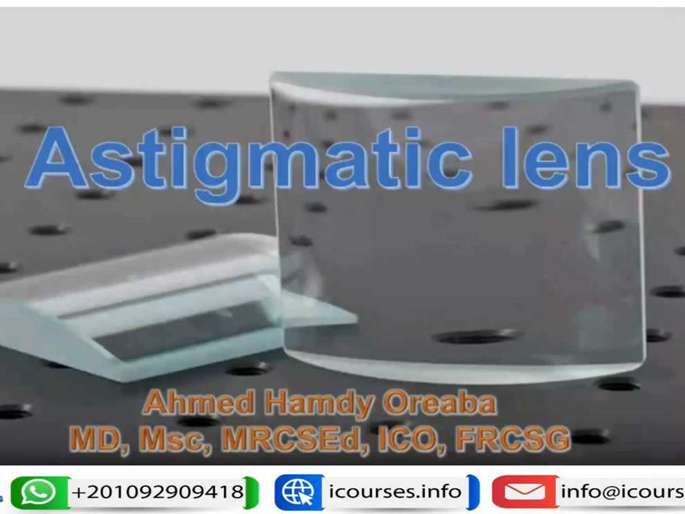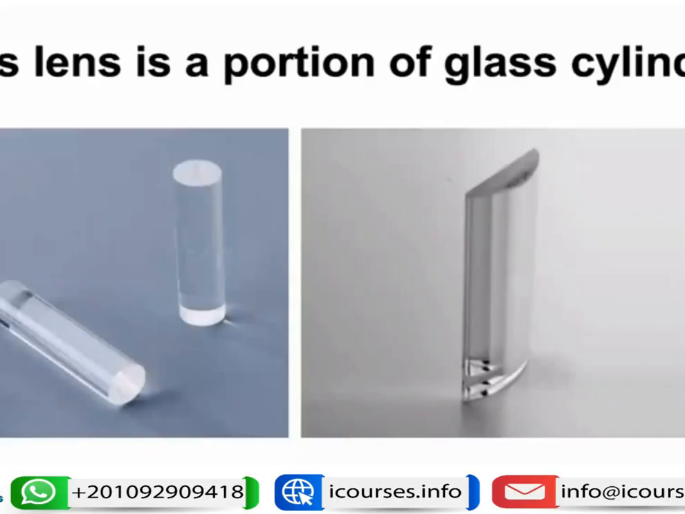In the first lecture, we discussed the spherical lenses, so let's now talk about the astigmatic lenses. What are the astigmatic lenses? If we say that the spherical lens is a part of a sphere, in this occasion, the lens is a part from a glass cylinder. So if we have this glass rod, and we sliced it from the middle, so we have two halves, then each half of them is now called a glass cylinder.